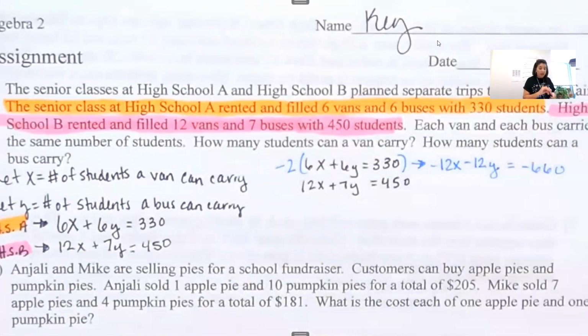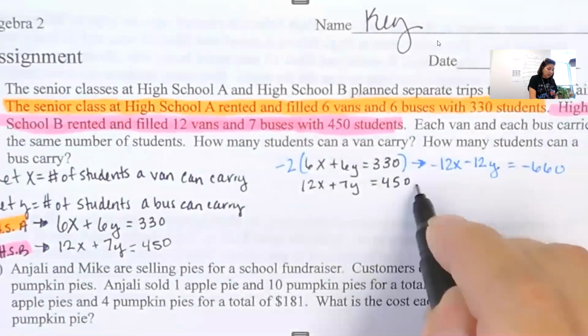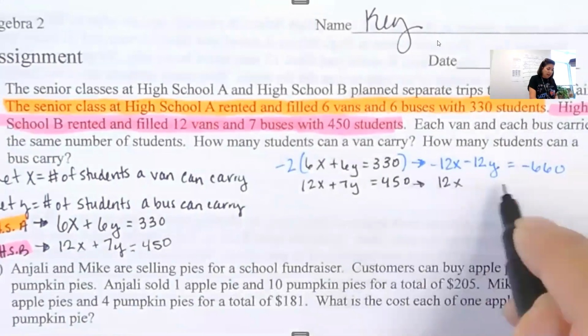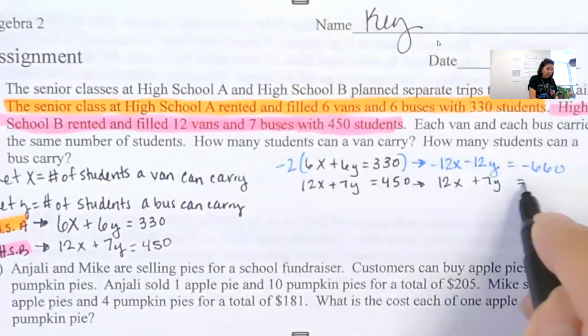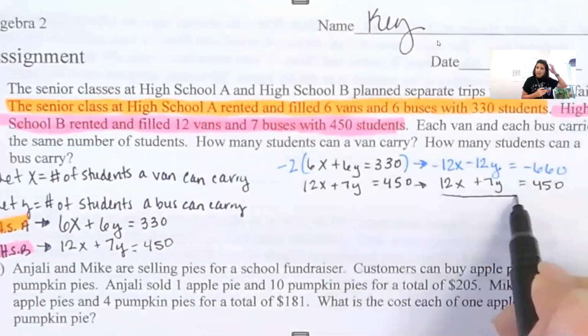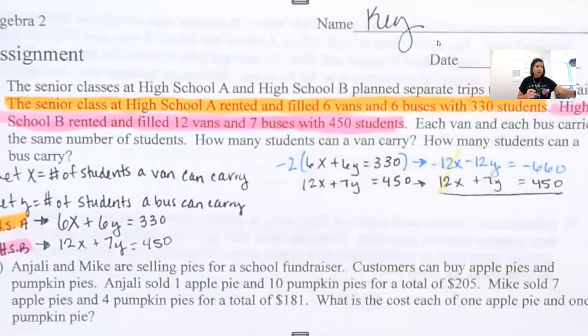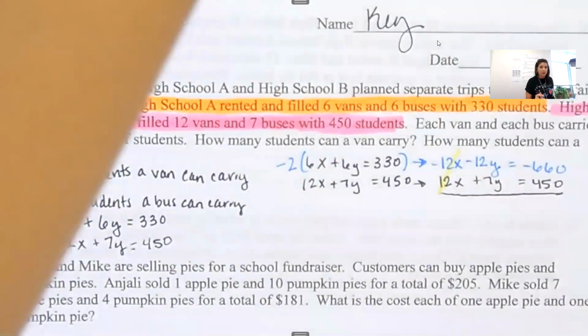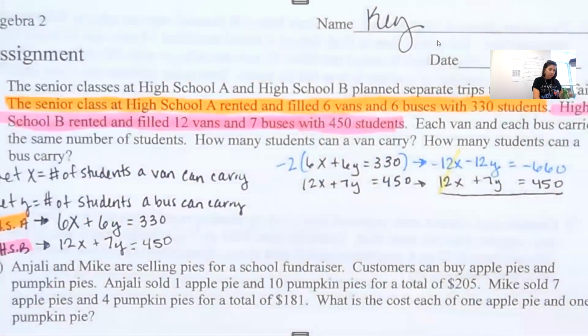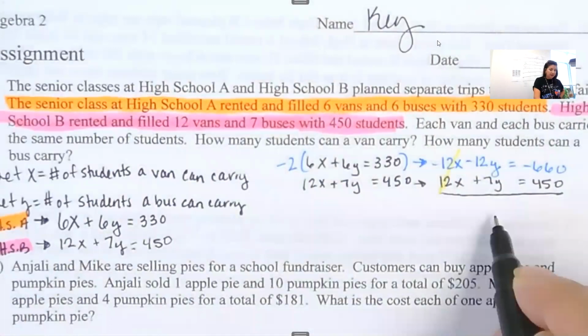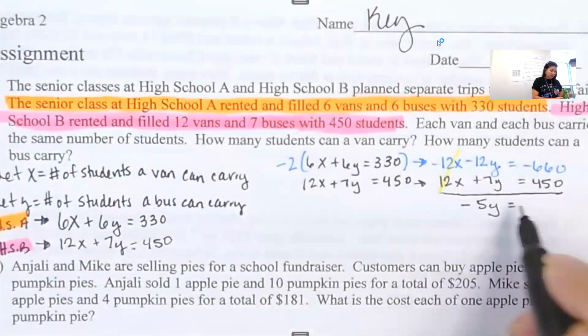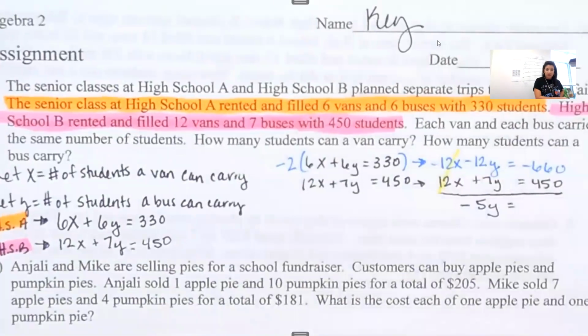And you say the bottom equation, I don't have to multiply by anything, right? So I'm just going to rewrite that, line it up. Now, does anything eliminate? Yeah, -12x and +12x make 0. We say they cancel or they eliminate. That was the goal. Now combine like terms. So it's -12y plus 7y. -5y. What is -660 plus 450? -210.